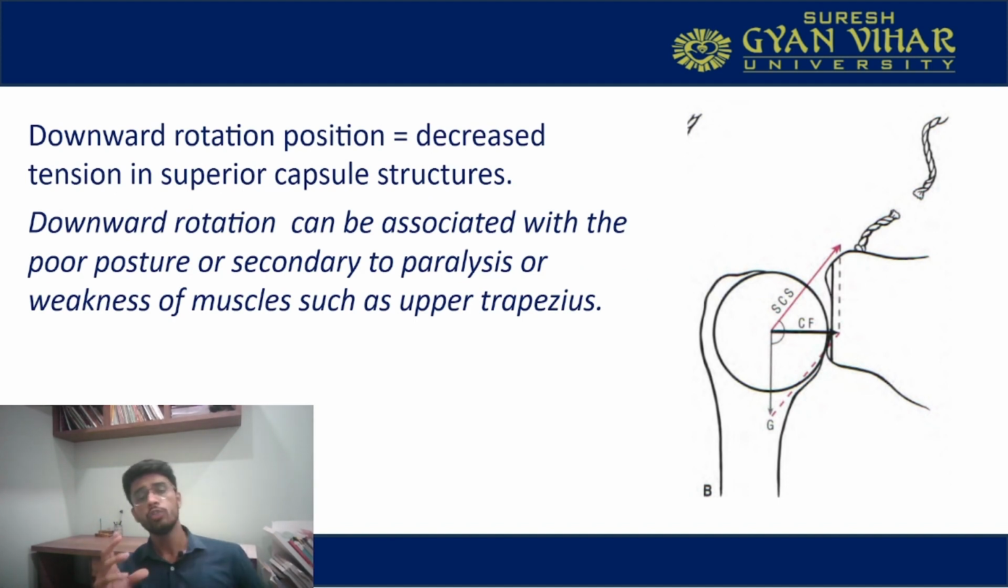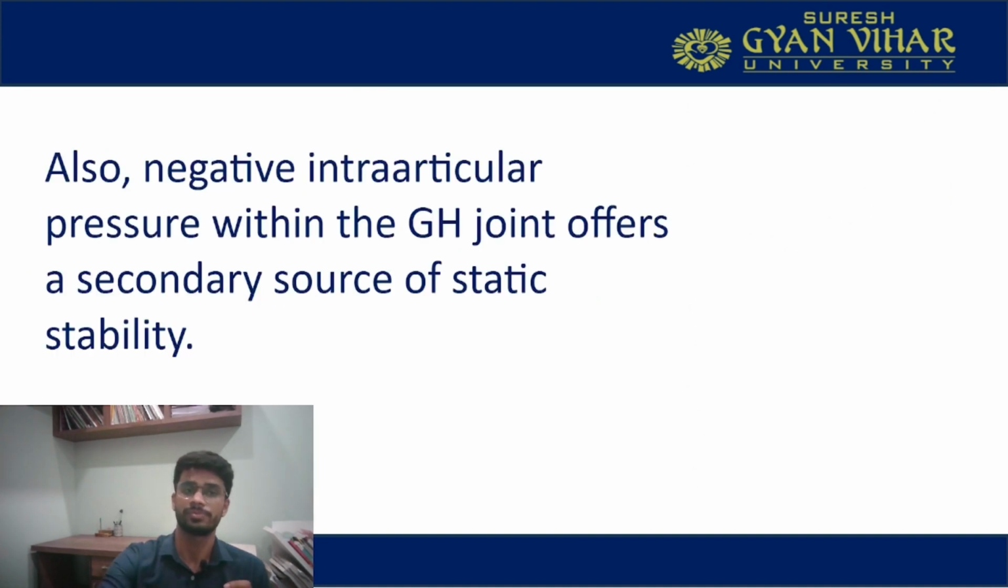Now, the downward rotated position, we already discussed it. It can be seen when there is weakness of the upper trapezius muscle. So if there is paralysis of the upper trapezius muscle, then your scapula will get downwardly rotated, and that can actually cause static instability.